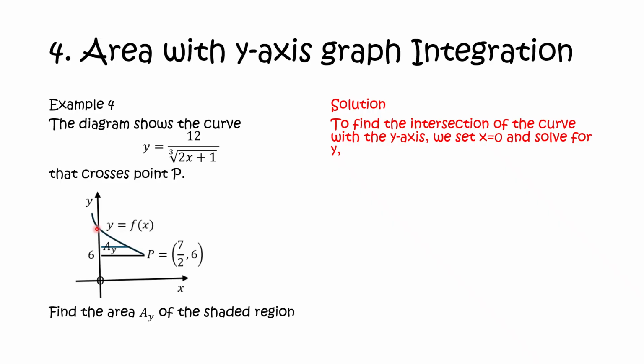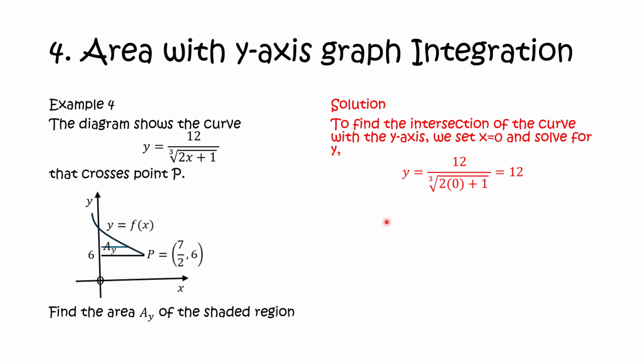So in our solution, we need to keep that in mind. We need to find the intersection first. The best way to do that is to set x to be 0, because we know that at the intersection with the y-axis, x's value is 0. If we do that and evaluate, we would get y being equal to 12. So our second point, which is the upper limit, is 12. Our lower point is a.